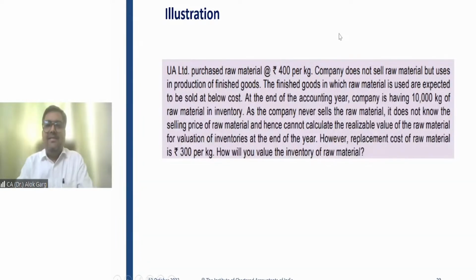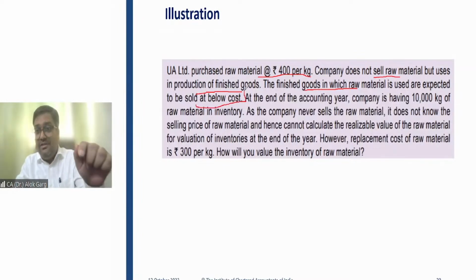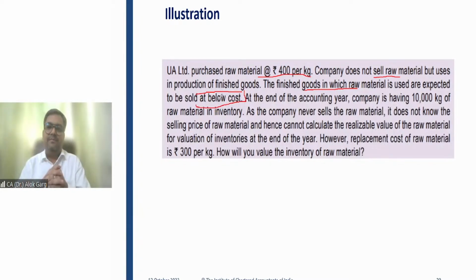Let's understand this with the help of this illustration as well. UA Limited purchased raw material at the rate of 400 rupees per kg. The company does not sell raw material but uses it in the production of finished goods. The finished goods in which this raw material is used are expected to be sold below cost. It means there is an impairment in the value of the finished goods.